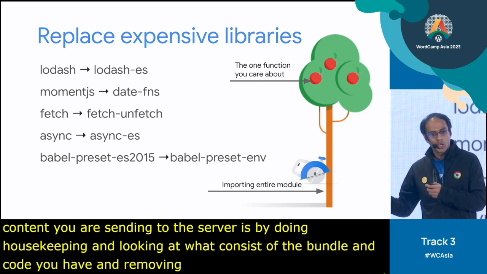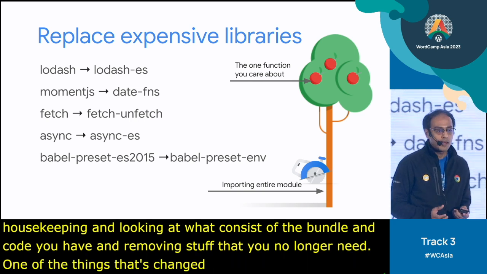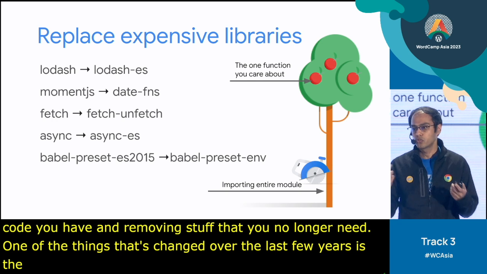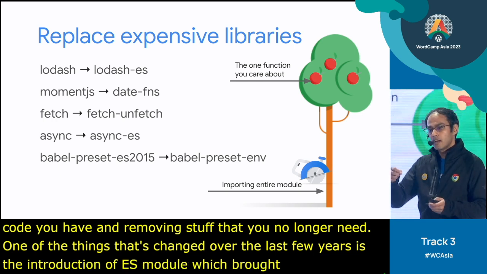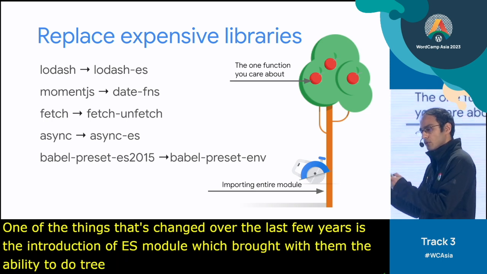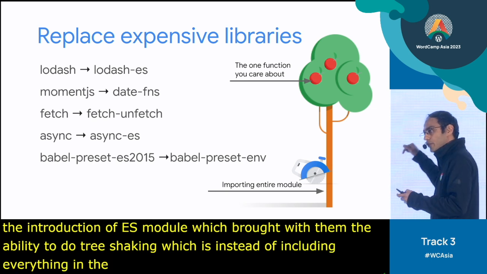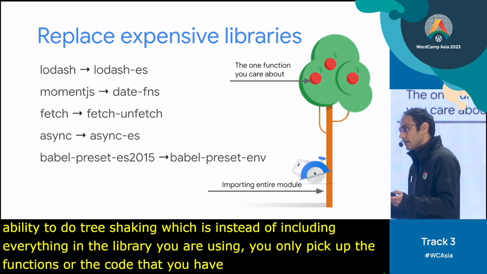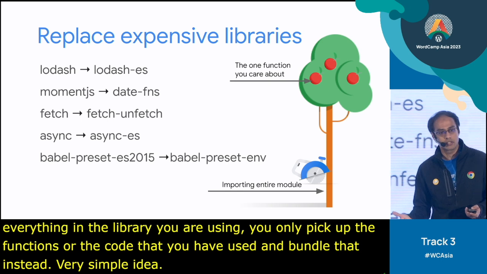One of the things that's changed over the last few years is the introduction of ES modules. And ES modules brought with them this ability to do something called tree shaking. And tree shaking basically is that instead of including everything in the library that you are using, you only pick up the functions or the code that you have used and bundle that instead, right? Very simple idea, but it's still not fully adopted across the ecosystem.